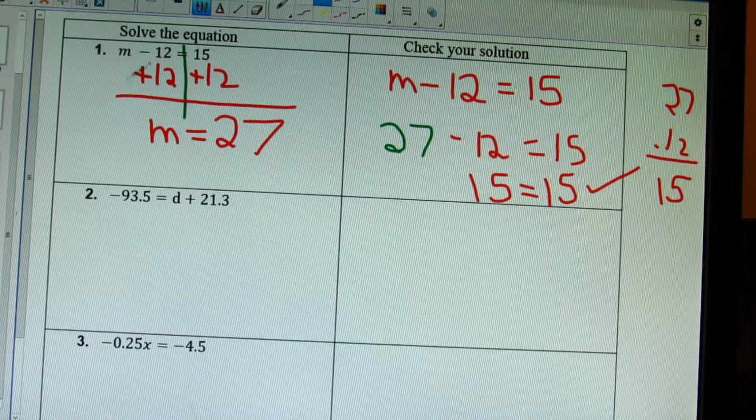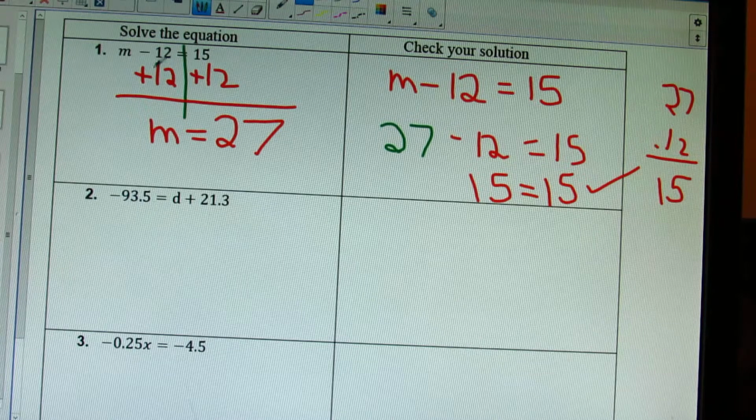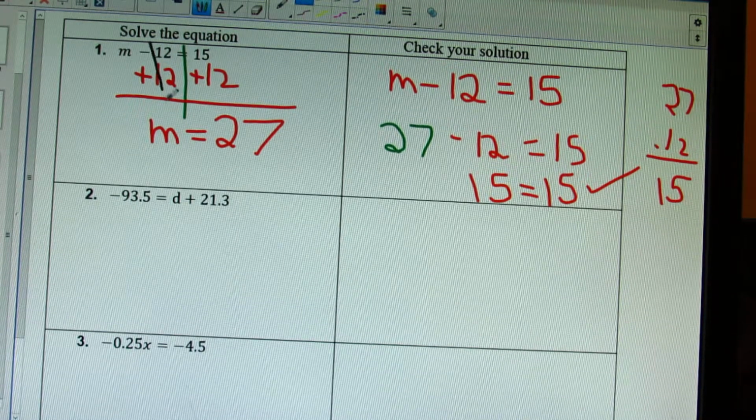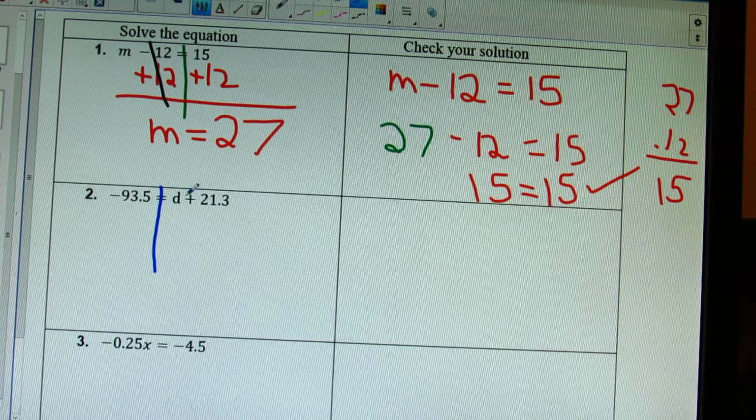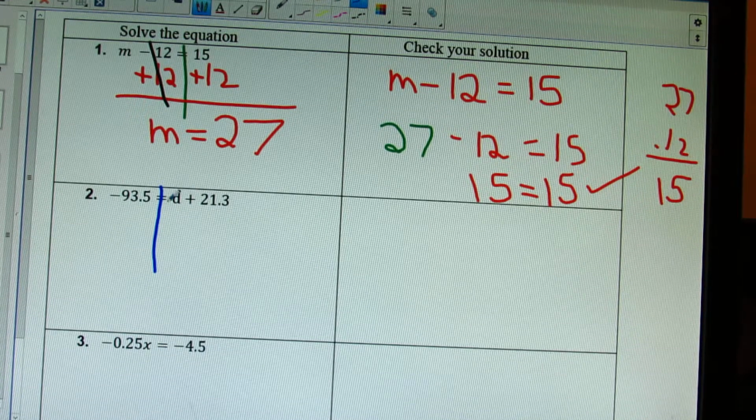If it doesn't check, go back and just make sure that your work is correct. Remember, if I have a negative 12 and a positive 12, those are different signs. They should subtract and cancel out. Make sure your answer does too. Okay, next question. Again, analyze it very carefully. What operation is happening in this problem? Adding. In order to undo the adding, to get my variable isolated, I am going to have to subtract 21 and 3/10 on both sides.